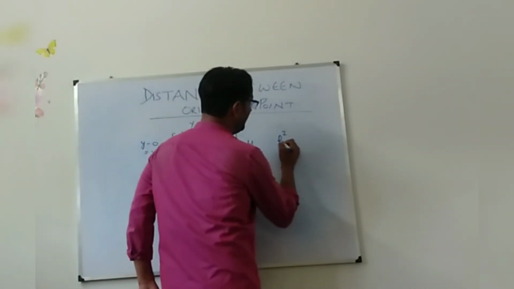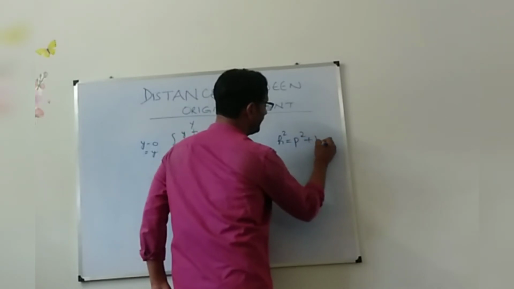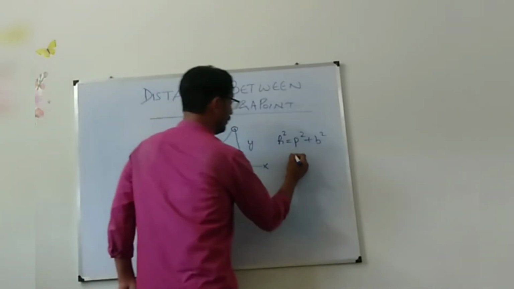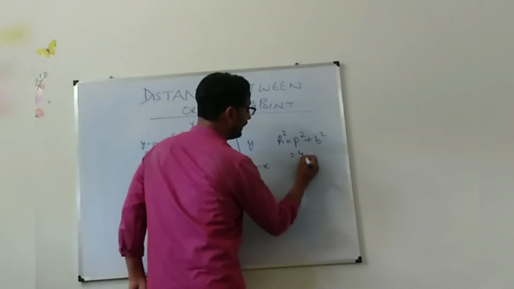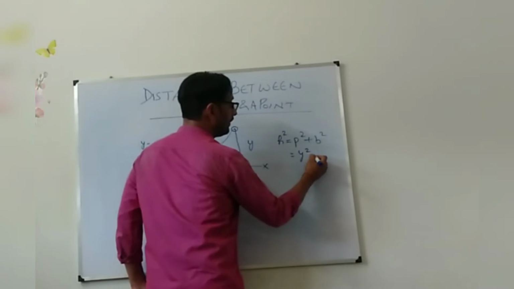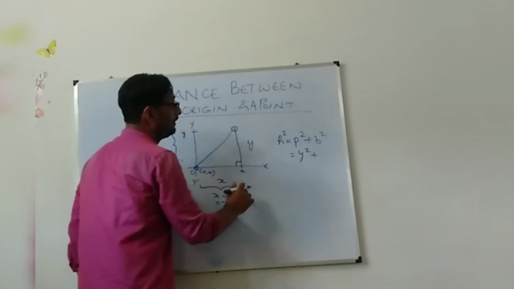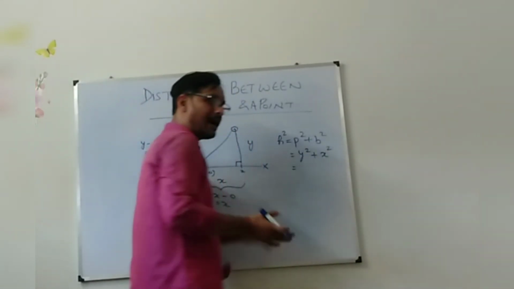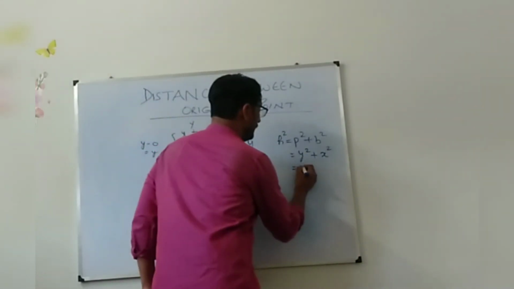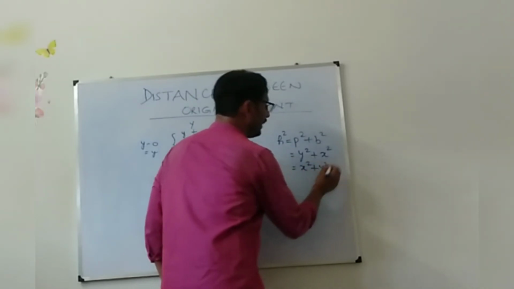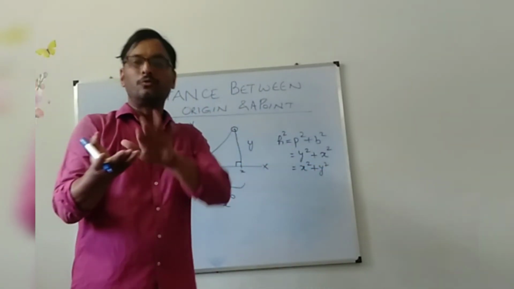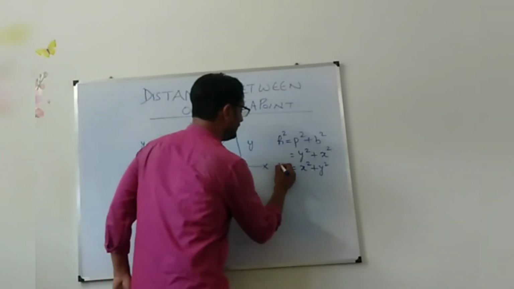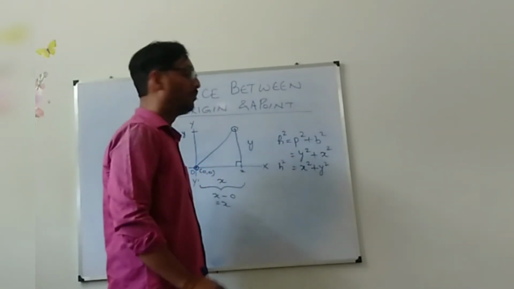To find out the length of the hypotenuse, this formula is applicable. H square is equal to P square plus B square. What is P in this case? Y square plus, what is B in this case? X square. So what I need to do? I am writing it alphabetically. X square plus y square. You know 2 plus 3 is 5, so you can write it this way also, 3 plus 2 is 5. The same way I am writing this. So h square is equal to x square plus y square.